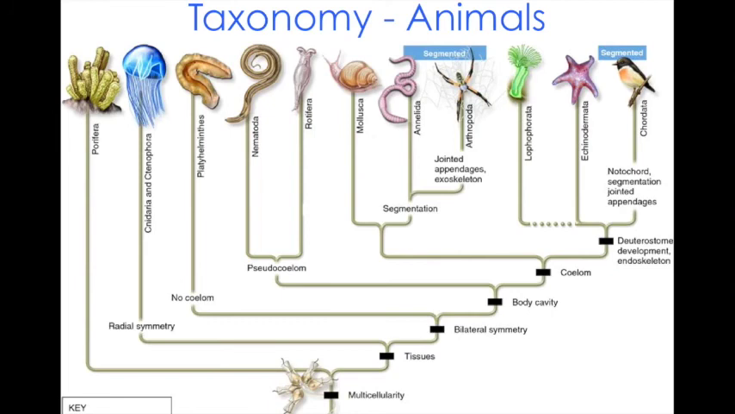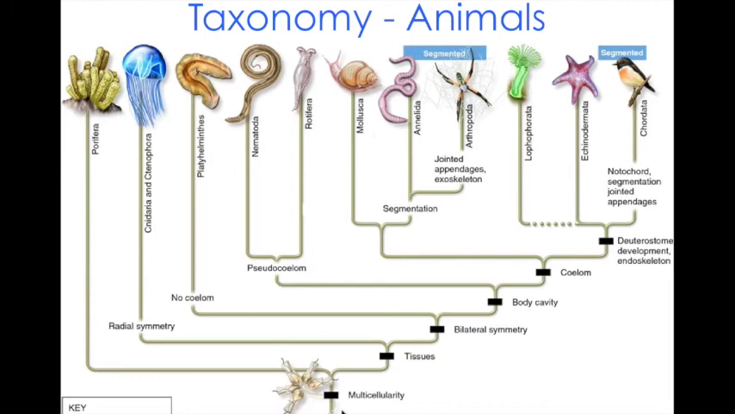Yeah, this is how we actually organize it. Now the little black marker there is the critical innovation. That is the main structure which separates one branch from the other. Okay, so the main structure you see there in animals is multicellularity, the fact that we have multiple cells that work together.